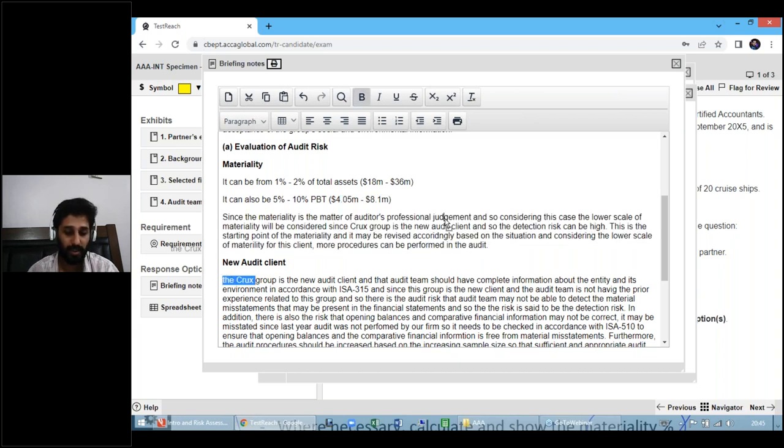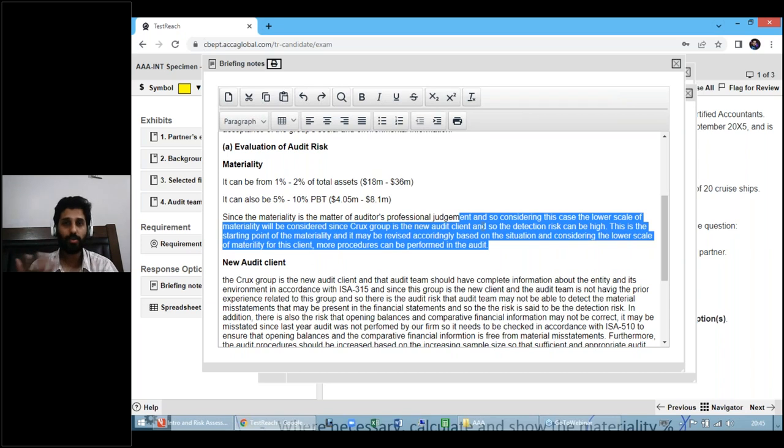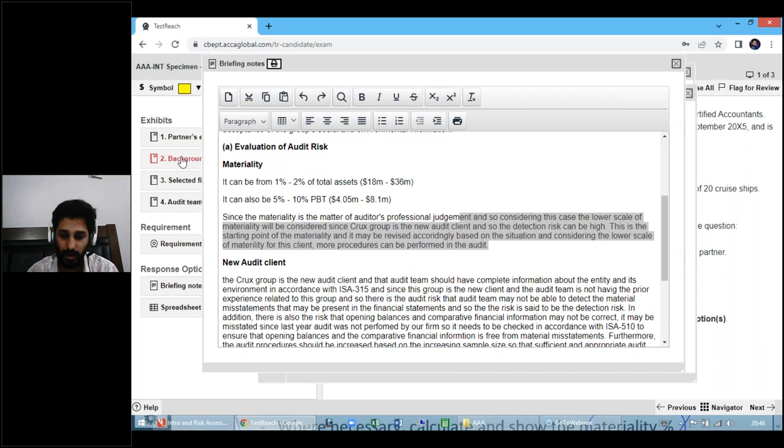I have just written down here that since it is a new audit client, the materiality level should be set at a very low scale, because when you set your materiality level low, materiality is low and your procedures are high. That's what it means. It is not the risk itself, it is the evaluation, or you can say the starting point of the answer. Simple. Okay, now this is the background information.